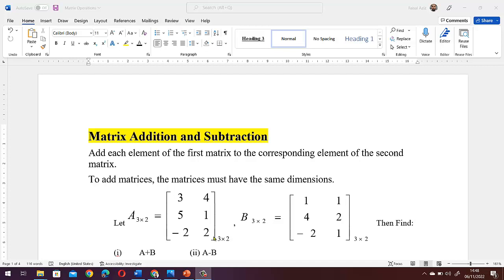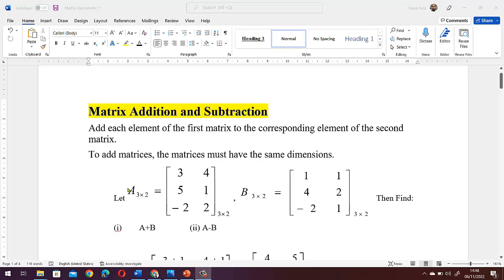A matrix is a rectangular array of real numbers which is enclosed in large brackets. Matrices are generally denoted by capital letters A, B, C, etc. As you can see in the example, we have two matrices, matrix A and matrix B. The horizontally written numbers are called rows, and the vertical ones are called columns.